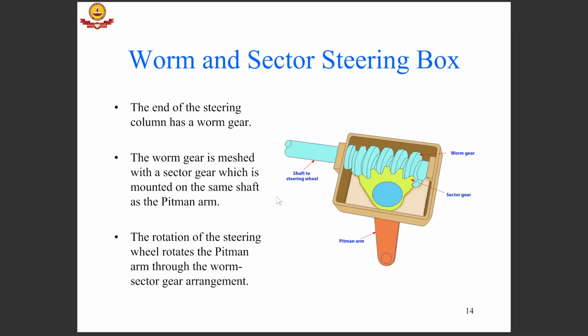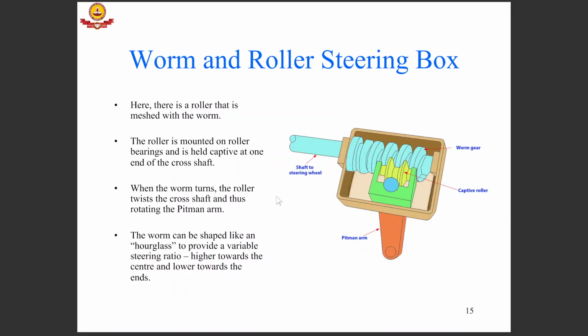Okay, so let's look at the worm gear and roller steering box. Here there is a roller that is meshed with the worm. The roller is mounted on a roller bearing and is held captive at one end of the cross shaft. When the worm gear turns, the roller twists the cross shaft, thus rotating the pitman arm.